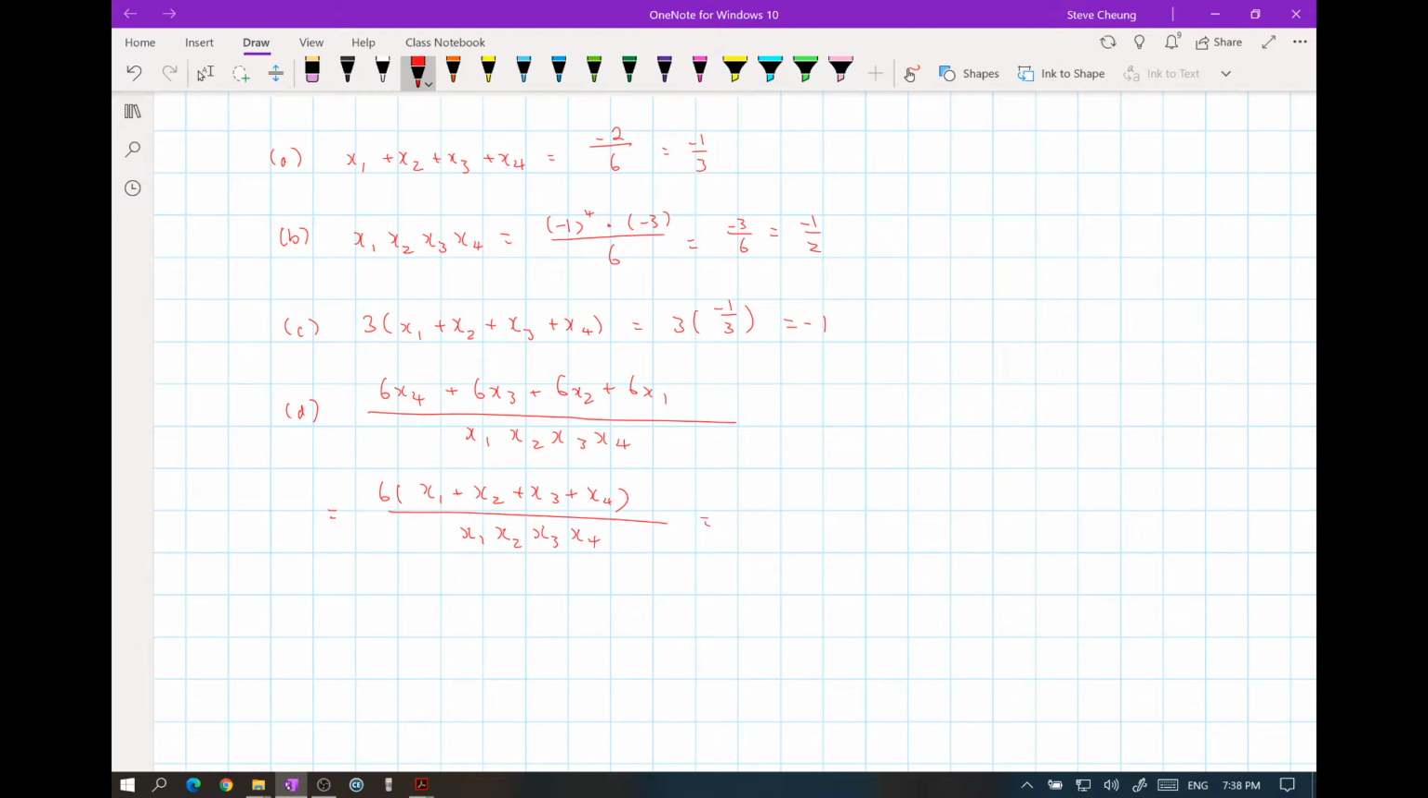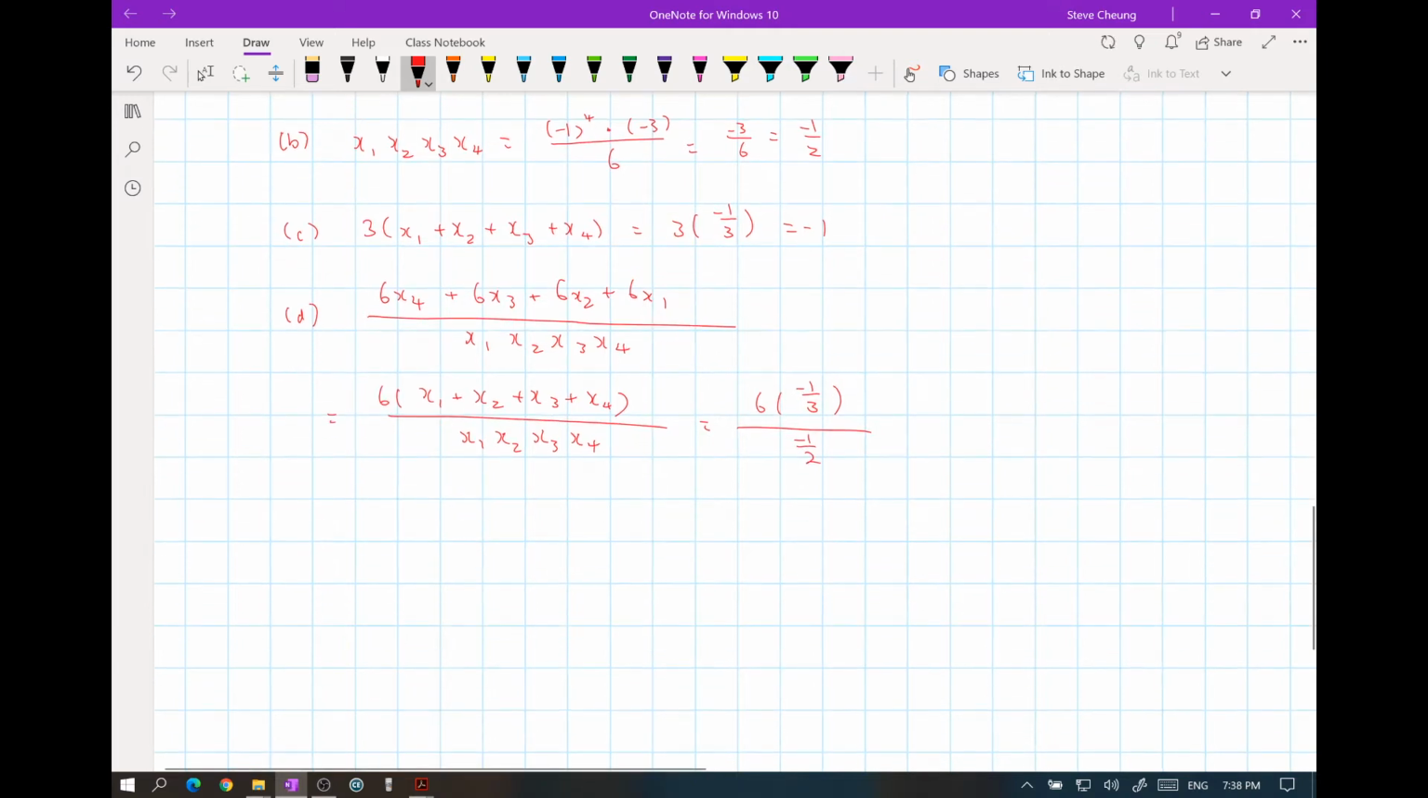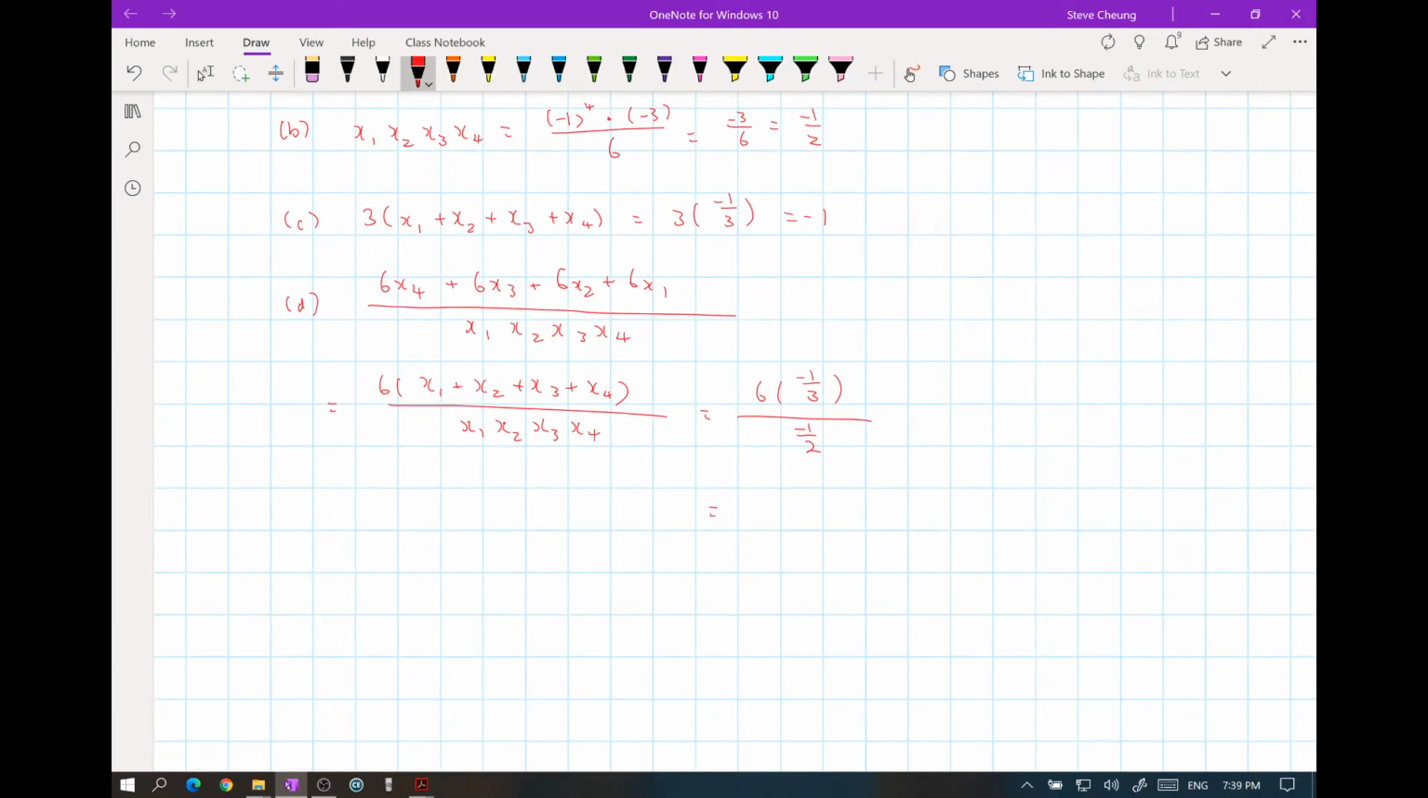So the sum is negative 1 over 3, and product is negative 1/2. So we have negative 3 times negative 2, which is 6. No, this should be negative 2 times negative 2, which is 4. And there you go.